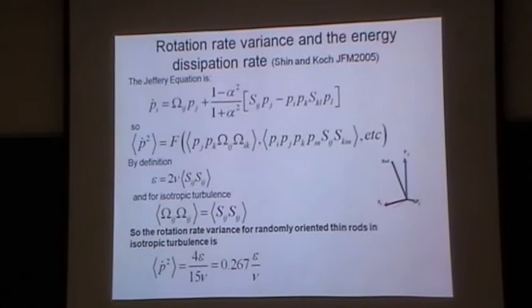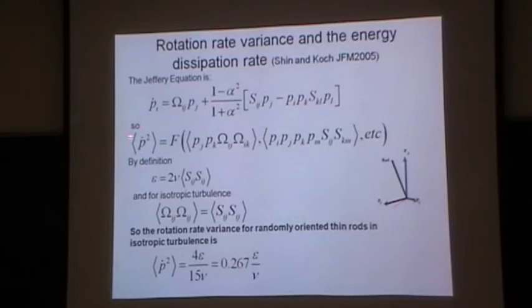Okay, given the time, I am not going to go through this. Let me just briefly outline what's going on here. So this is that equation I showed you about how we can relate the rotation rate of rods to the vorticity tensor and the strain rate tensor. And we can use this, plus some definitions and assumptions of isotropy, to relate the second moment of the rod rotation rate to the energy dissipation rate in the flow.